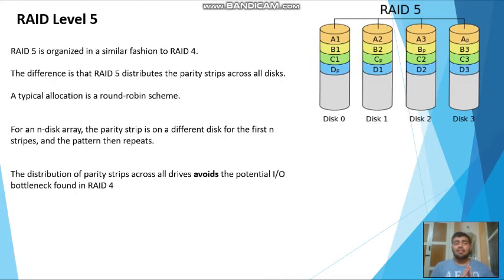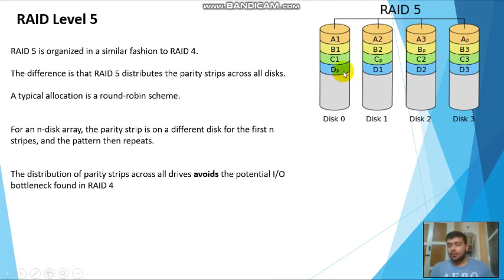So let's look at RAID level 5. RAID level 5 is organized in a similar fashion to RAID level 4. However, if you notice certain subtle differences, again, you have 4 disks that are arranged, but the parity is distributed across independent disks and is not on the same disk.